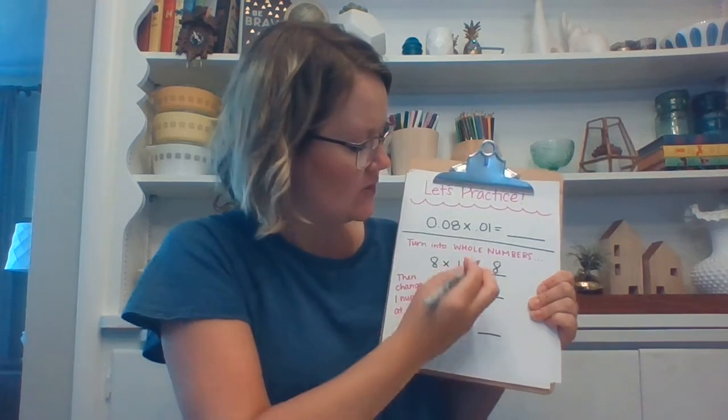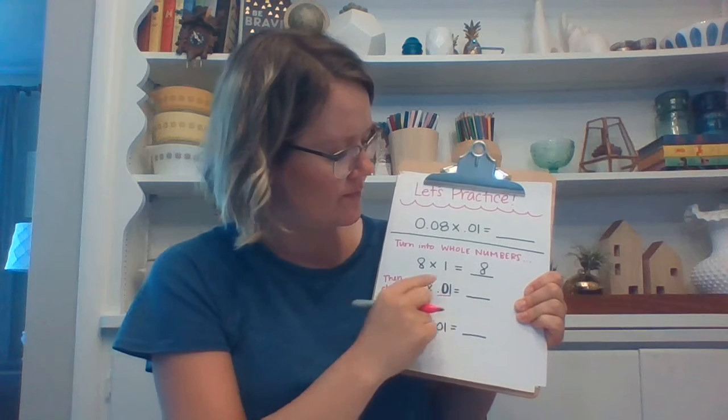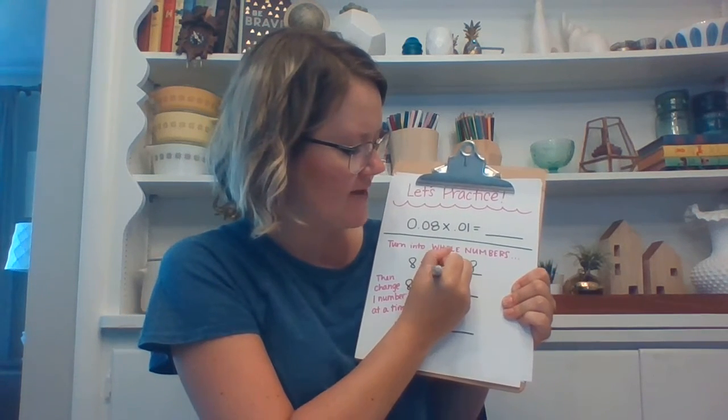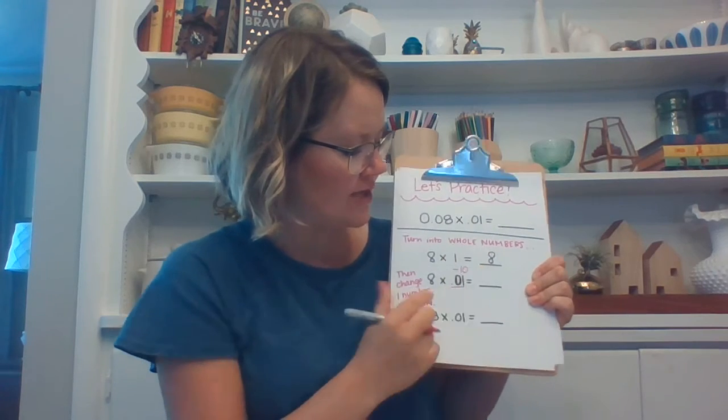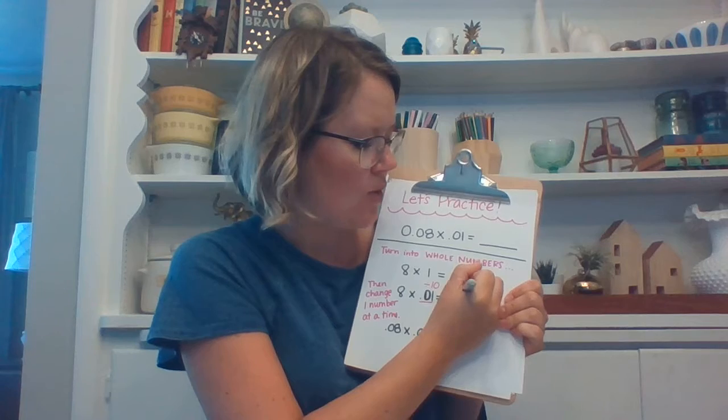Okay, so 1 divides by what to get to 100th? Noticing it shifted over 2 places. So that means we divided by 100. That means we have to divide the 8 by 100.